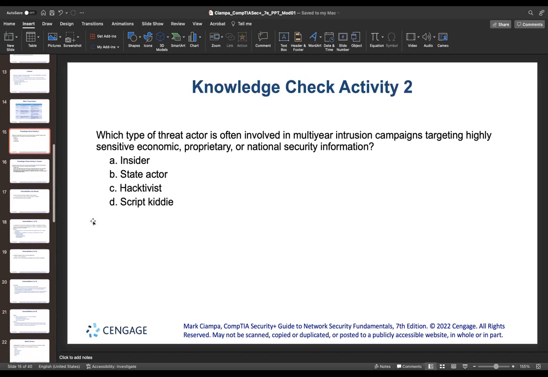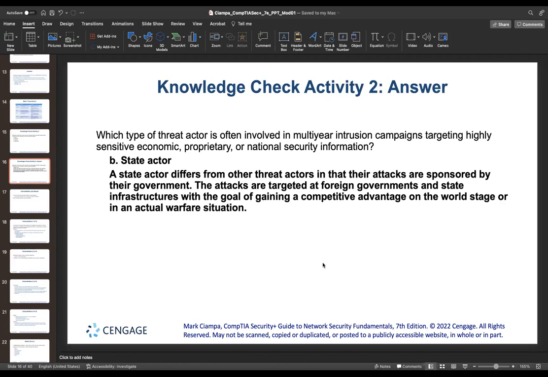So knowledge check. Which type of threat actor is often involved in multi-year intrusion campaigns targeting highly sensitive economic, proprietary, or national security information? Who wants to answer this for us? Insider. A. State actor. State actor, yeah. State actor. Okay, the survey says state actor.